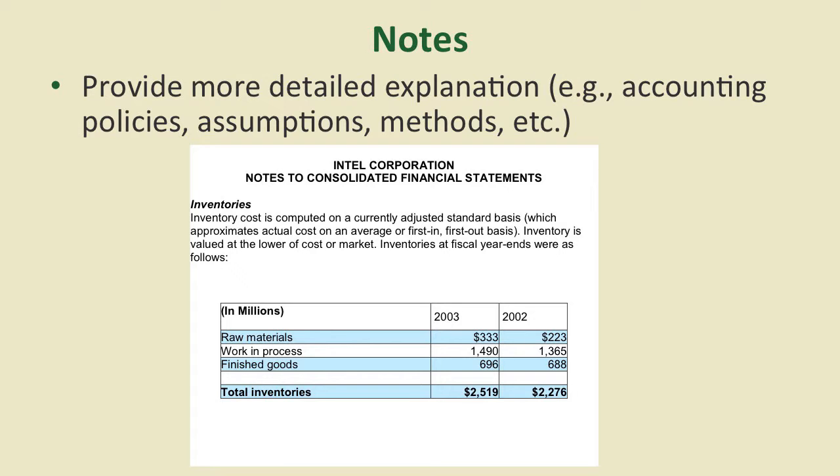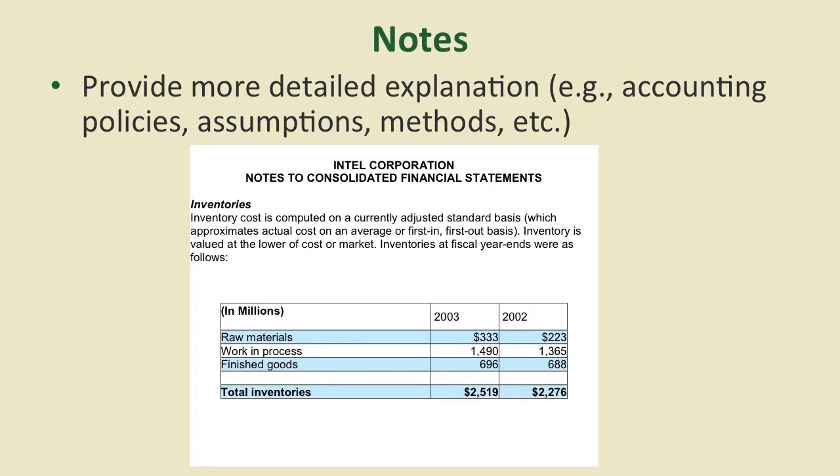For example, this is Intel Corporation's footnotes to their consolidated financial statement in terms of the inventory. So in this footnote, in this little paragraph over here, they talk about that inventory cost is computed on the currently adjusted standard basis. The inventory method they use is approximate to their average or first in, first out. So this is about the inventory method they use. And also the ending inventory is valued at the lower of the cost or market. So this is about the accounting method they use.